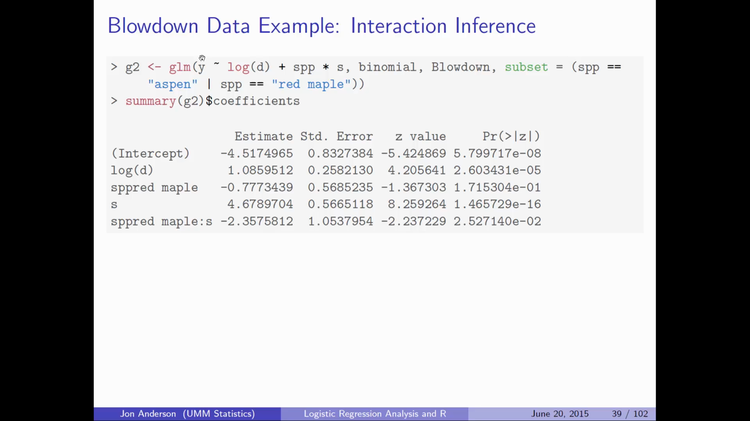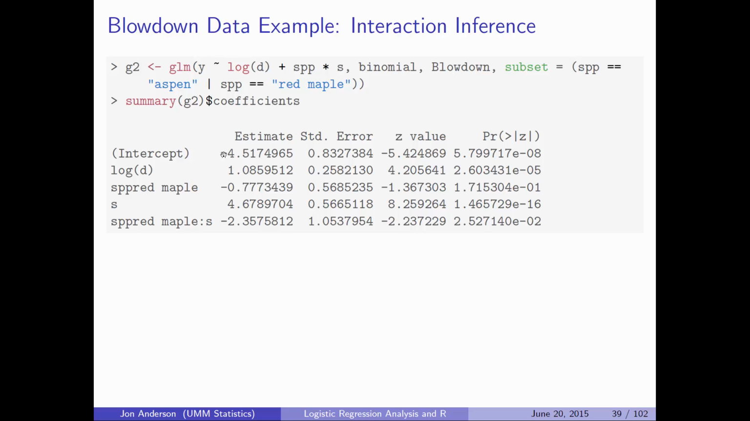It takes on the event for died, and dying, the risk of dying, is a function of the log diameter of the tree, plus a species factor variable, which keeps track of whether it's aspen or red maple, and then an interaction effect with severity. Notice that we define a subset of the data for species equals aspen or species equals red maple. So this restricts our data set to only aspens and red maples.